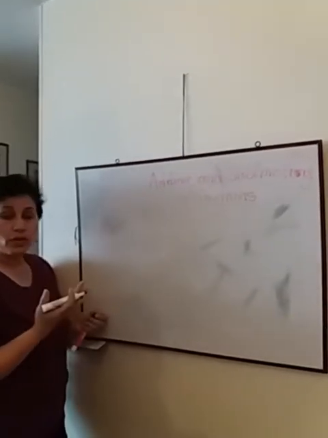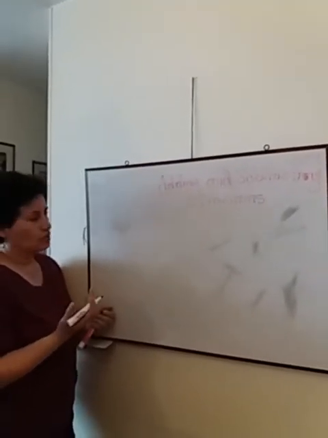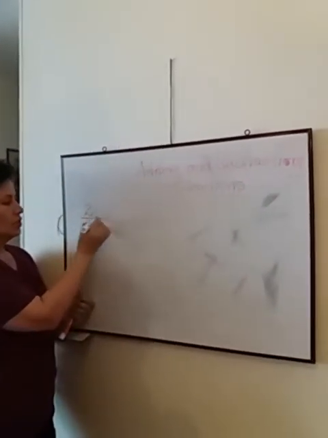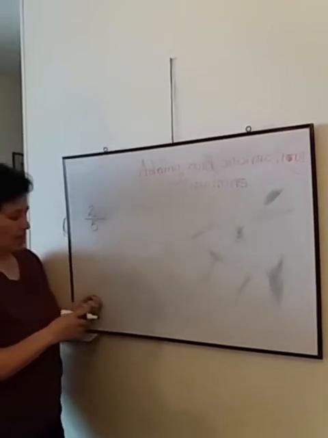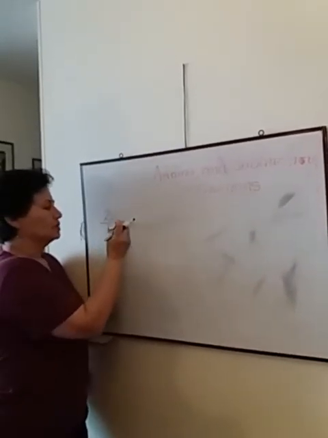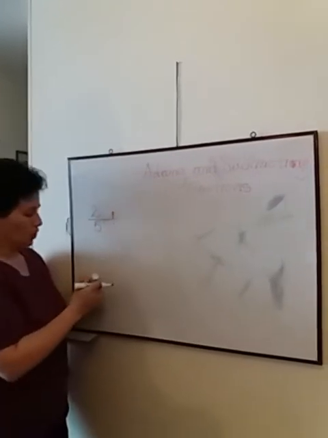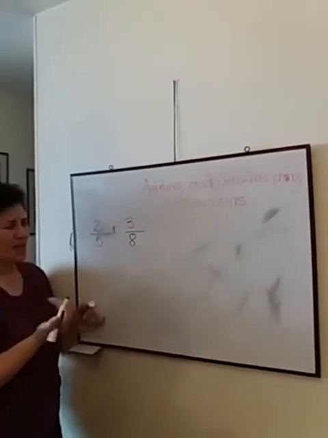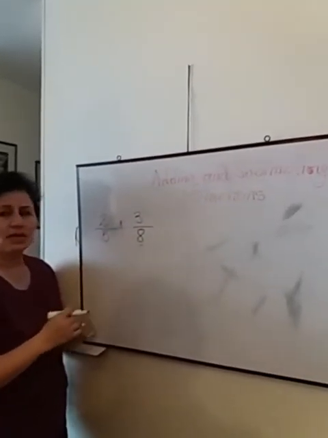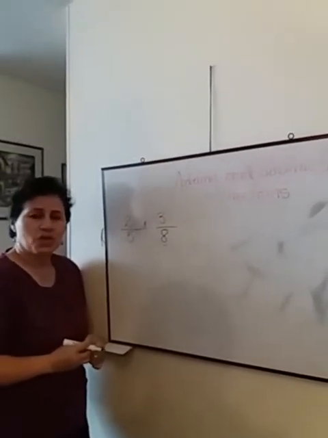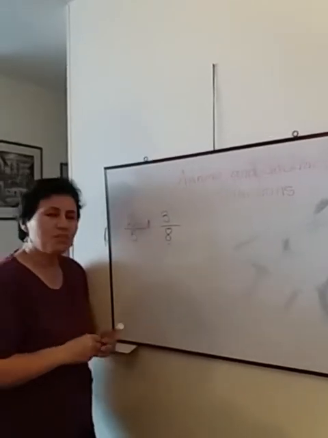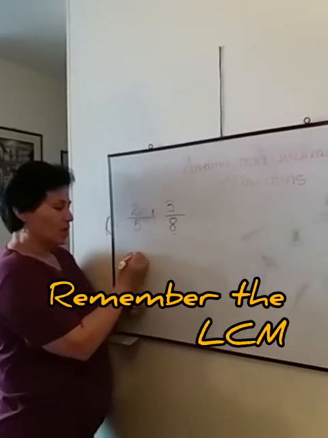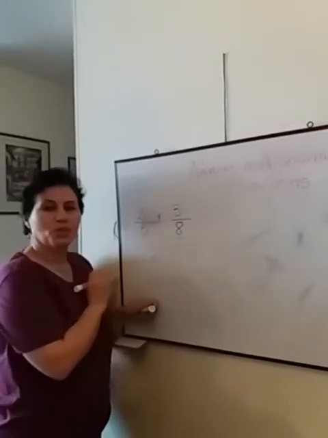Okay, we are going to do another addition with unlike denominators. So let's say that I have 2/5 of a cake, and I am going to add 3/8 of a cake. 5 and 8 are different denominators. So in here, I am going to remember something that we learned before, that is the least common multiple.